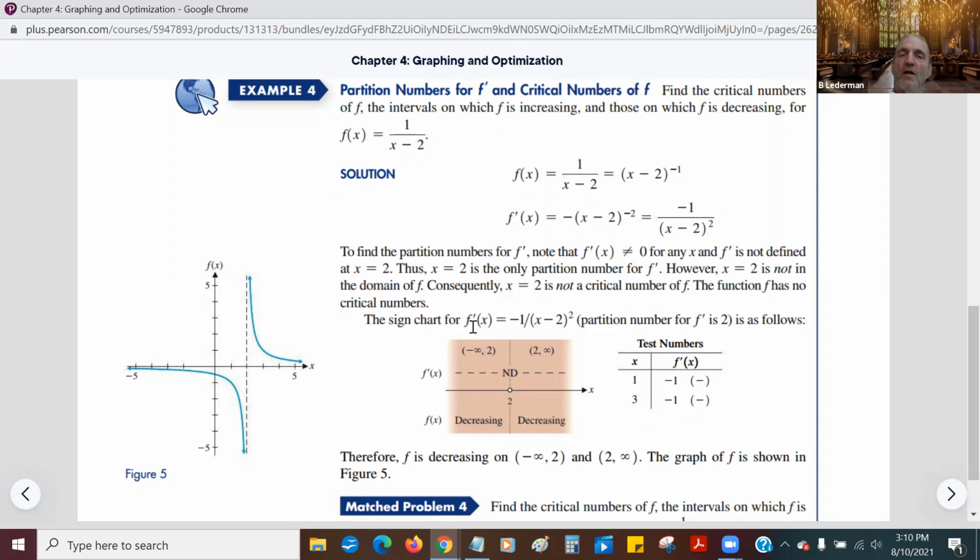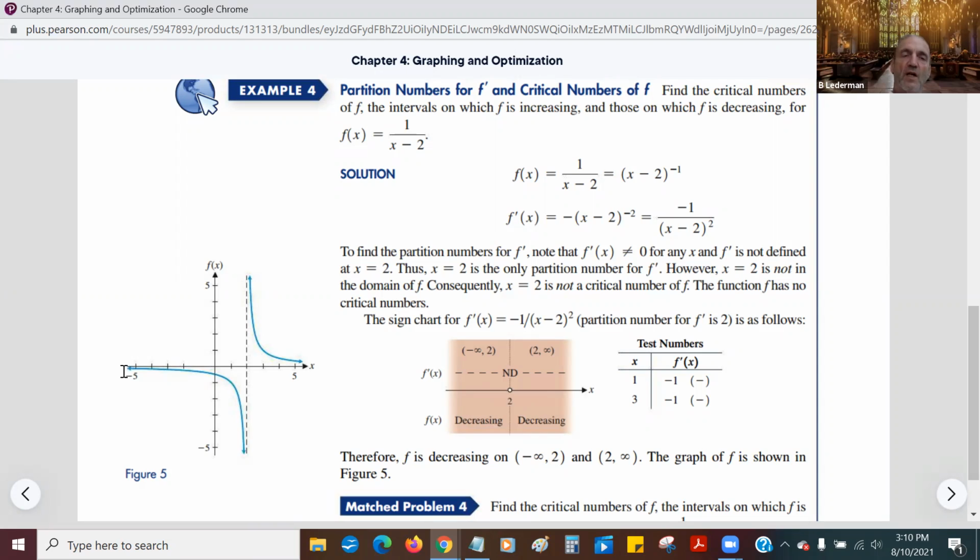Now the sign chart for f prime is negative 1 over (x minus 2) squared. Here it is. It's basically always negative. This is always negative because (x minus 2) squared is always positive, but that negative makes it always negative. It's always negative, except at the non-defined point of x equals 2, and so therefore it's always decreasing, except of course at 2.